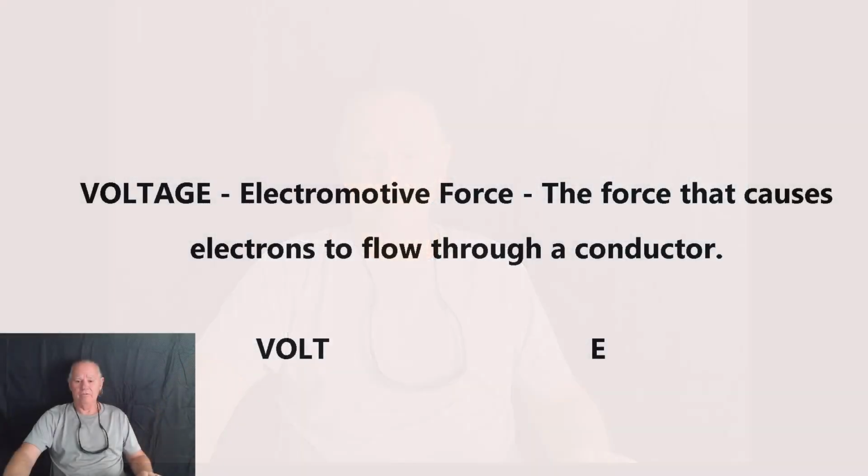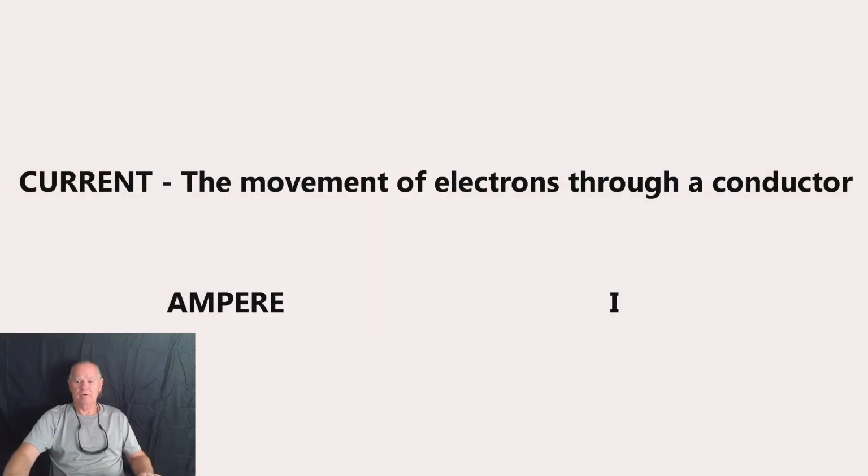We will start with voltage, and voltage is defined as electromotive force, or EMF, and it is called the force that causes electrons to move through a conductor. The unit of measure is a volt, and the symbol used in Ohm's Law is E. The second component of Ohm's Law that we're going to talk about is current. And current is defined as the movement of electrons through a conductor. It is measured in amperes, or amps, and the symbol in Ohm's Law is I.